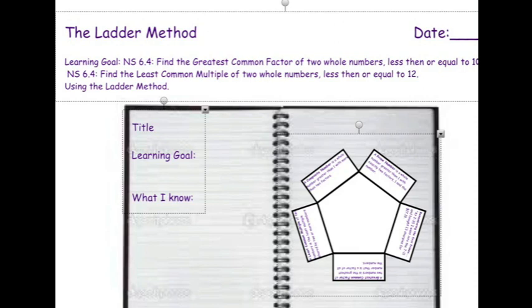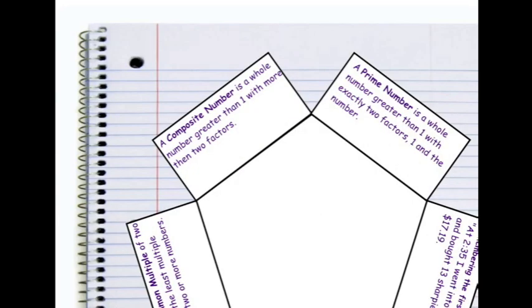So today we're going to talk about the ladder method, and the learning goal says that we're going to find the greatest common factor of two whole numbers less than or equal to 100, and we're also going to find the least common multiple of two numbers less than or equal to 12, and we're going to use the ladder method. So the ladder method is just a different way for us to find the values that we're looking for, the GCF and the LCM.